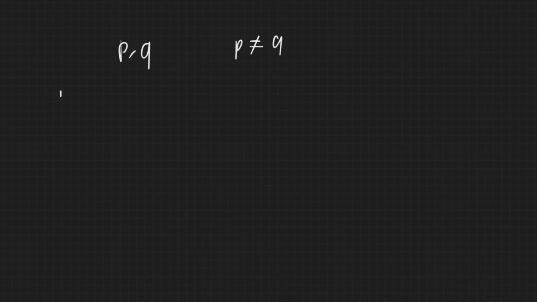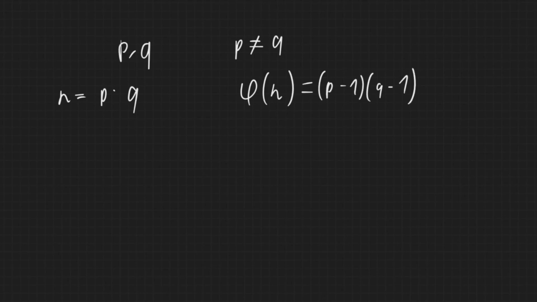Then I calculate n, and n is simply the product of these 2 primes. And I also need to calculate phi of n. This is the so-called Euler phi function. You don't need to know what this means for our purposes. It's enough to know that this equals (p minus 1) times (q minus 1).